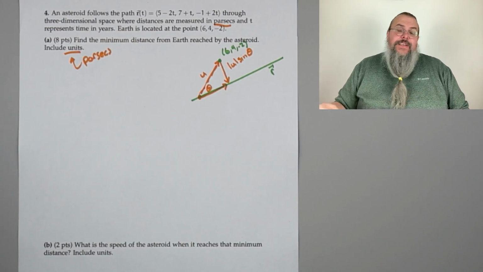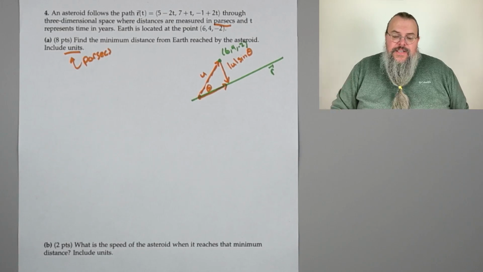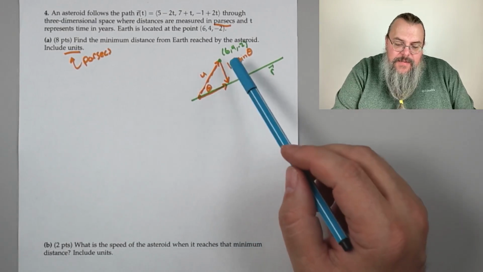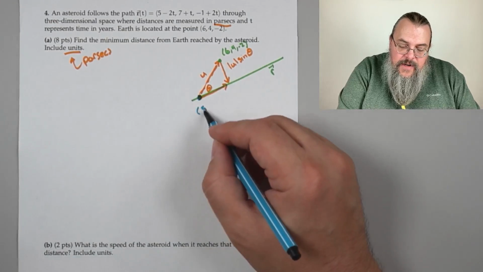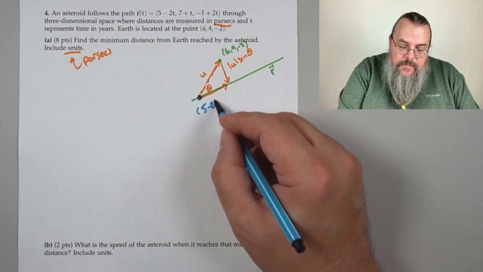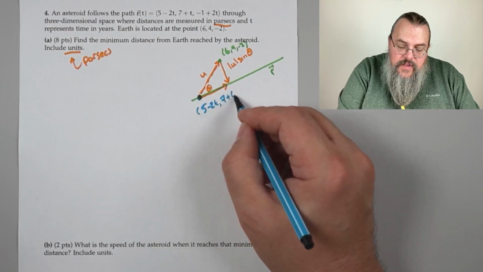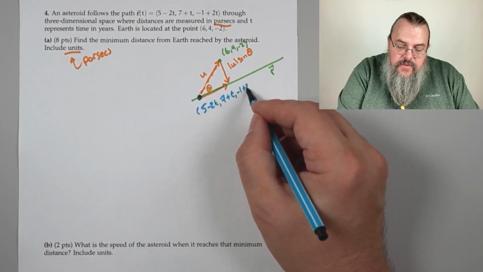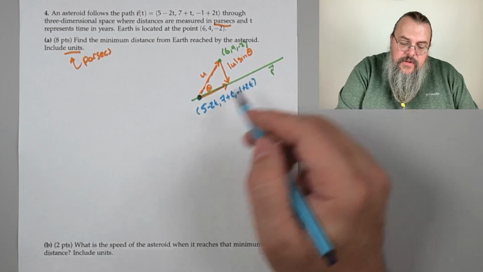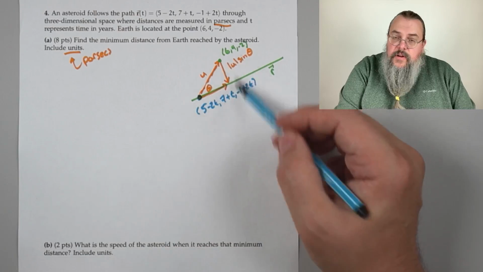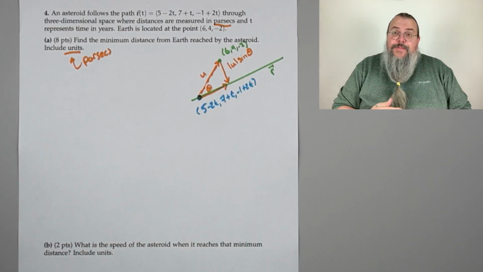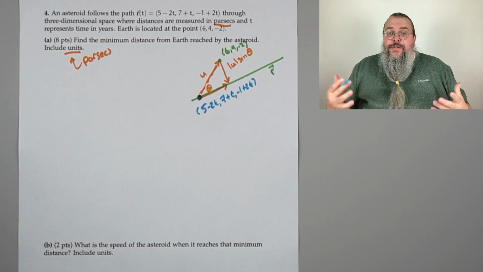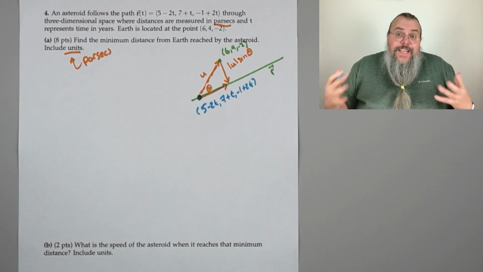So that's an option. Now, another option you can do is just say, look, I can set up literally, here's this point, (5 minus 2t, 7 plus t, and minus 1 plus 2t). And now what I'll do is I'll find the distance here, and I'll just solve an optimization problem. So use the Calc 1 tools, and that will get you the right answer.